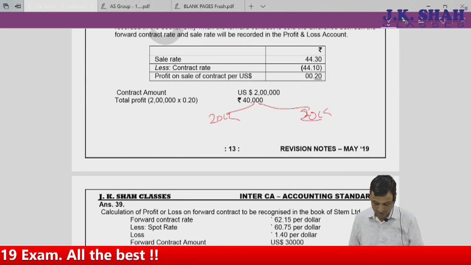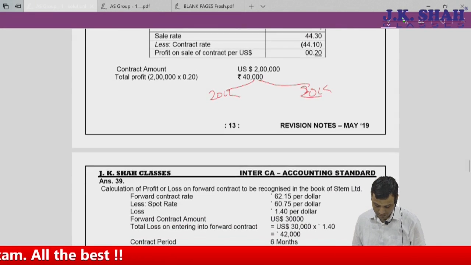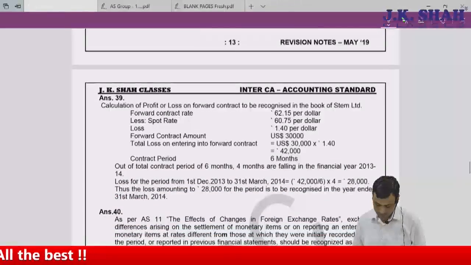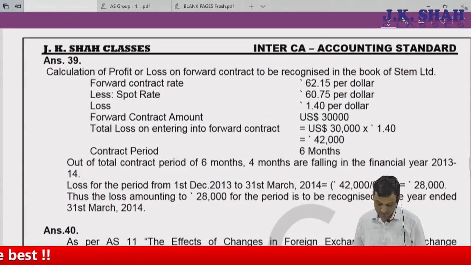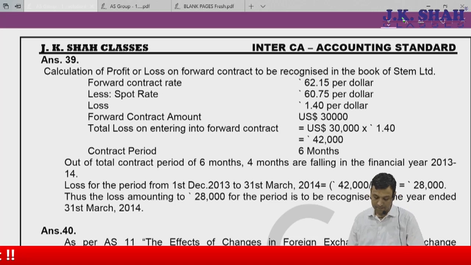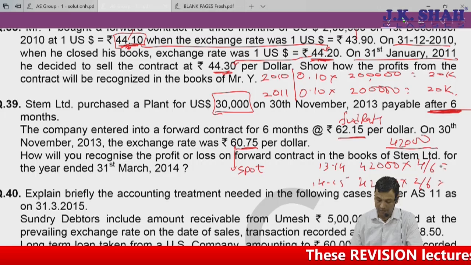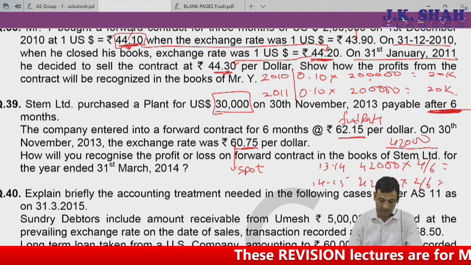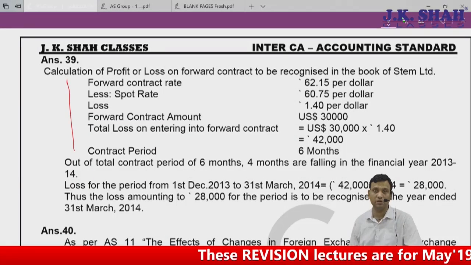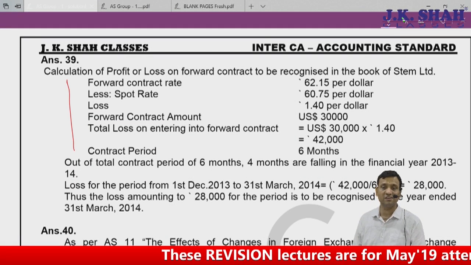Kindly check your answers. It is suggested that you always write the solutions in this manner, with better presentation. This is just for your understanding, being a revision lecture. I'm just giving you an idea by writing it all this way, but kindly make your solution in a much more structured manner.